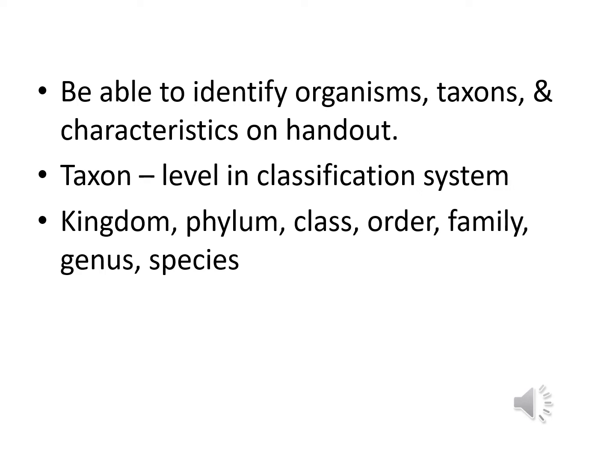You will need to be able to identify organisms, taxons, and characteristics on the handout. Make sure you have the handout printed out. You'll be filling that out as we go along. So what's a taxon? A taxon is going to be a level in the classification system. There are generally 7 taxons: kingdom, phylum, class, order, family, genus, species. Yes, you do need to know them in their particular, I hate to say order because that's on there, sequence.